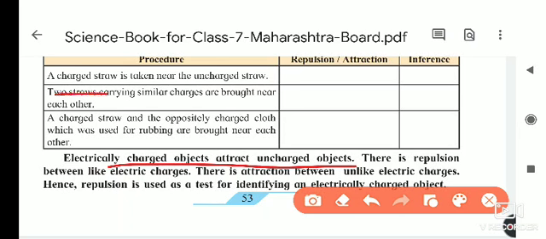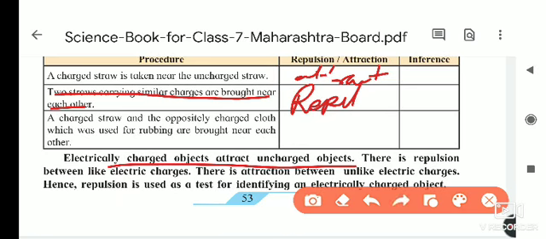Second, two straws carrying similar charges are brought near each other. As you know, when two similar charges are there, there is a repulsion, and here it is attraction. So there is an attraction and there is a repulsion. And the inference we have to write is: like charges repel. That sentence you have to write at these places.